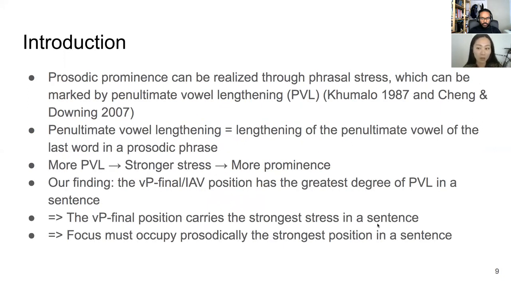As Kumalo and Chung and Downing have argued, prosodic prominence can be realized through phrasal stress, which can be marked by penultimate vowel lengthening. Penultimate vowel lengthening, short for PVL, is lengthening of the penultimate vowel of the last word in the prosodic phrase. The more PVL we get, the stronger the stress is on this word and the more prominent it is. Our finding in this talk is that the VP final / IAV position has the greatest degree of penultimate vowel lengthening in the sentence, which suggests that the VP final position carries the strongest stress in the sentence, and focus must occupy the strongest position in the sentence.